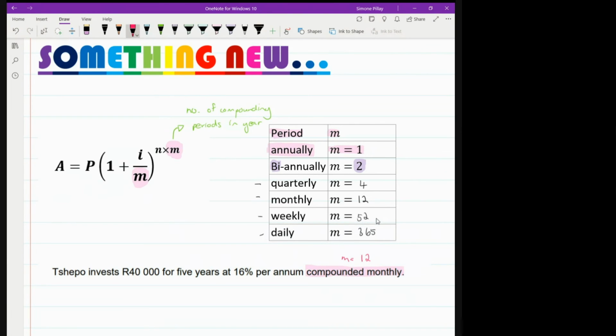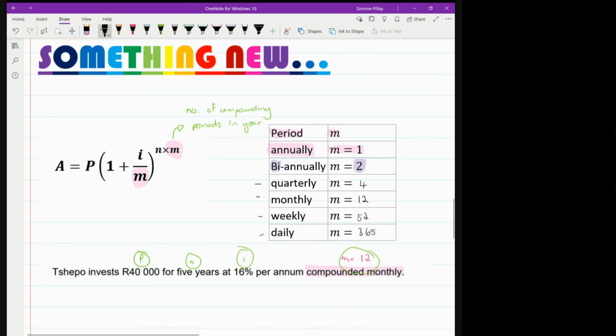Okay, and it is time for us to do this answer. So they've told us Seppo invests 40,000 Rand. Immediately, I know that's my P value. For 5 years, that's my N value. At 16% per annum, that is my I value. And it's compounded monthly. So I now have my M value. Now that I have my unknowns, let's go sub it into our formula and calculate our unknown.